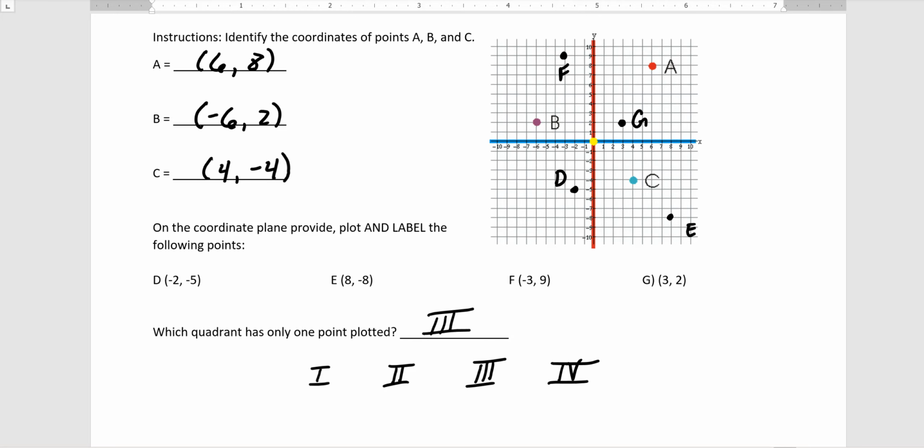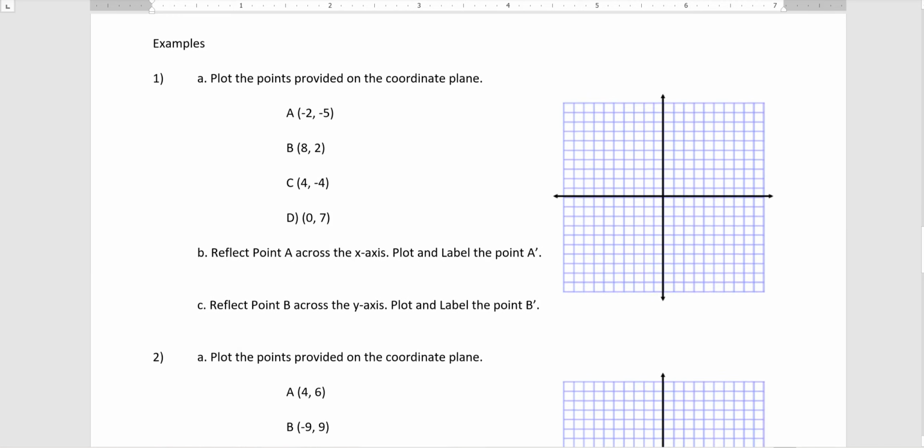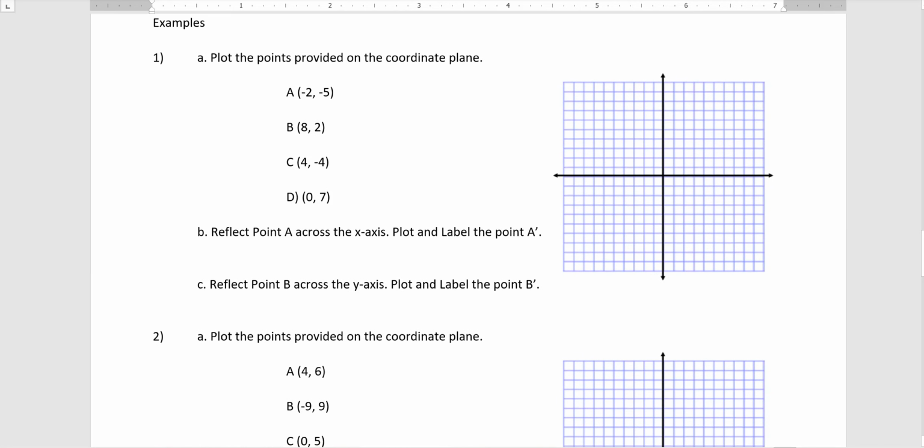All right. Raise your hands if you have any questions. If not, let's go ahead and move on. We're going to practice plotting points and then manipulating those points a little bit. So looking at this first example, plot the point provided on the coordinate plane. We have A, B, C, D, and then we're going to reflect some points and switch them up and relabel them. All right. So let's plot these points first.